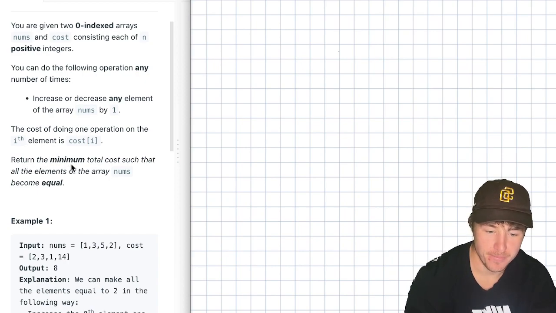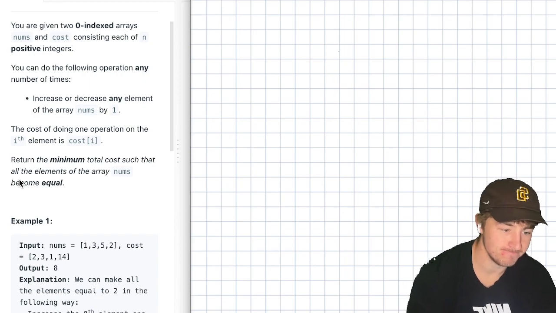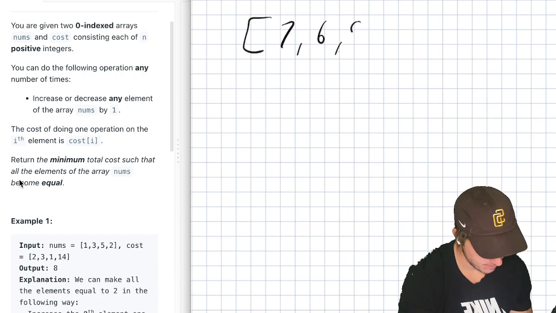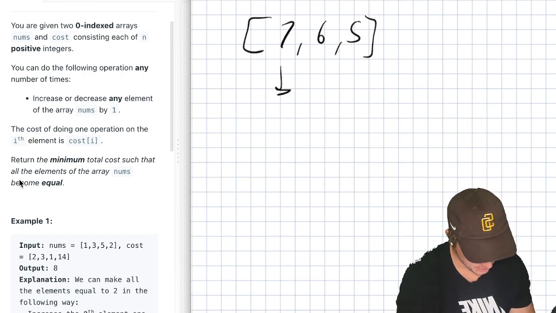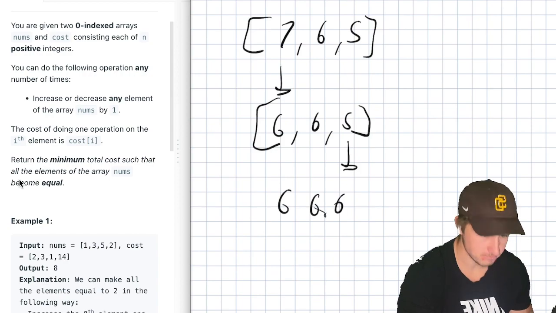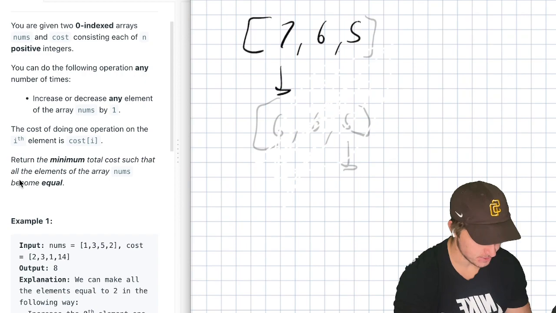Return the minimum total cost such that all the elements of the array nums become equal. Just as a quick example, if you have 7, 6, and 5, I'm trying to make them all equal in the end. So I might minus 1 from this to make it 6, 6, 5, and then I might add 1 to this to make it 6, 6, 6, to make them equal at the end.